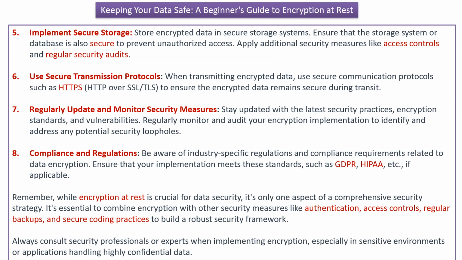Remember, while encryption at rest is crucial for data security, it is only one aspect of a comprehensive security strategy. It is essential to combine encryption with other security measures like authentication, access controls, regular backups, and secure coding practices to build a robust security framework. Always consult security professionals or experts when implementing encryption, especially in sensitive environments or applications handling highly confidential data.